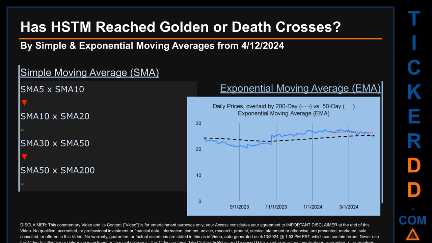Continuing with SMA, we looked across the 5 to 10, the 10 to 20, and the 30 to 50-day ranges to see if golden and death crosses had been reached. We found death cross signal for the 5 to 10. The 30 to 50. We could not find neither golden cross nor death cross signal for the 10 to 20. The 50 to 200.